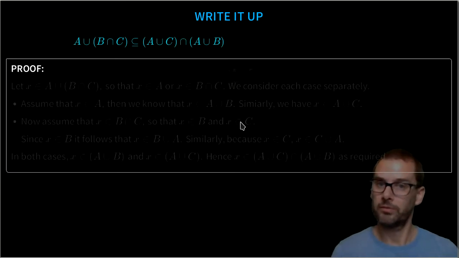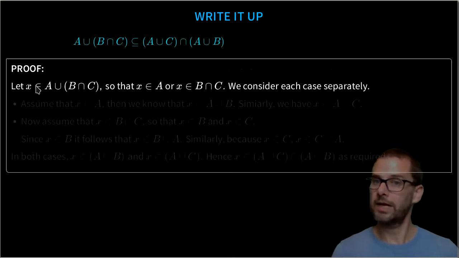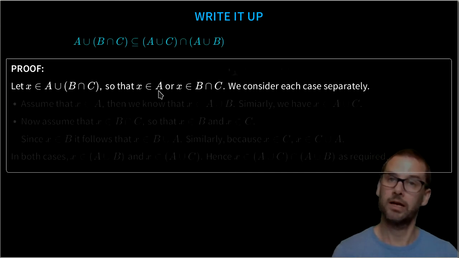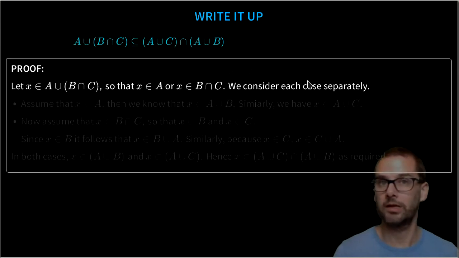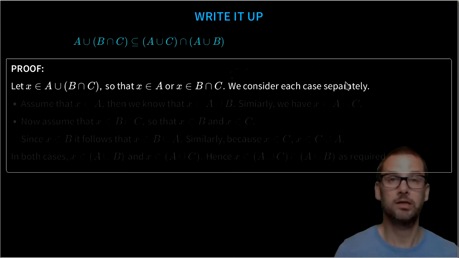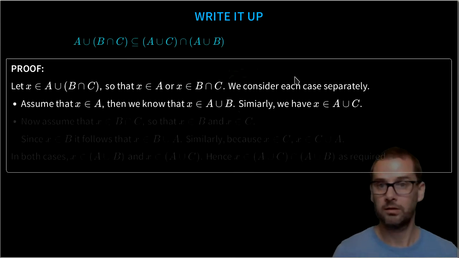So, the proof. Let X be in A union, B intersection C. And that means that X is in A or X is in B intersection C. And again, here we're just telling the reader, hey, we're going to do each case. So we consider each case separately. Case 1, assume X is in A. Because it's in A union whatever, so we know it's in A union B. And by the same reasoning, it's in A union C, which is just the right-hand side.